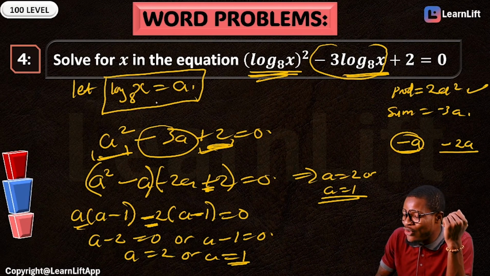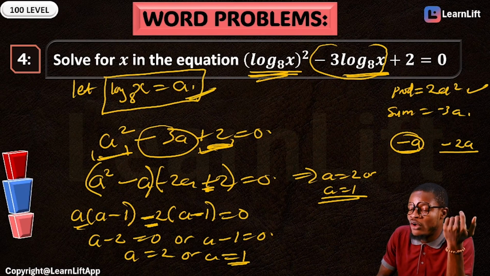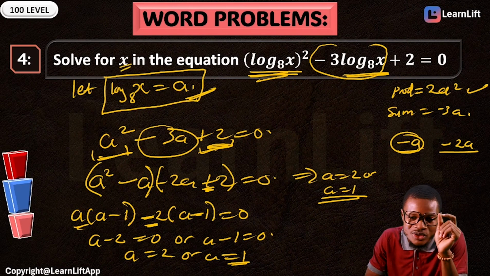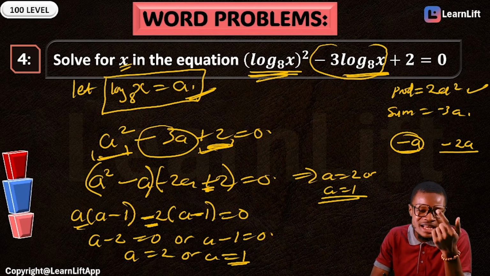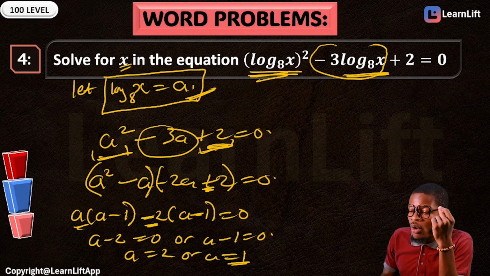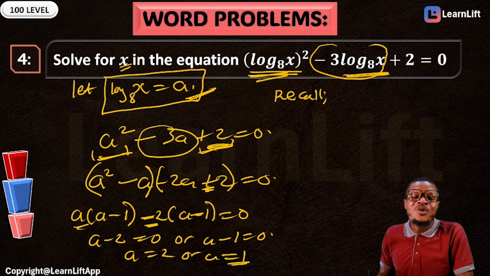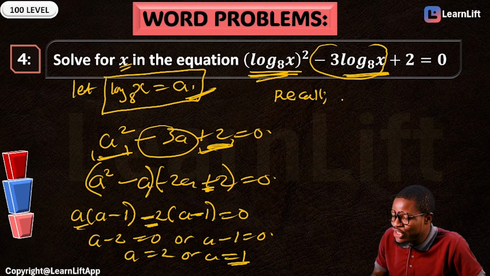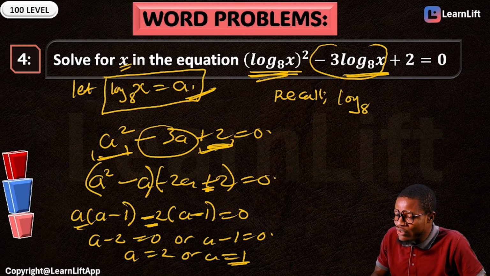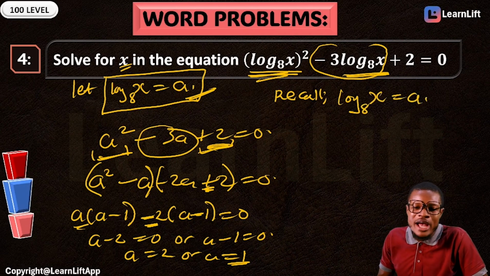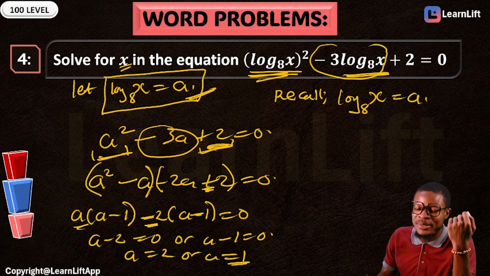Because we said let log base 8 of x be equal to A. And the question says solve for x in the equation, so we are looking for x, not A. So how do we continue solving it? Now let's proceed. Very quickly, recall that log base 8 of x is equal to A. So anywhere I see my A, what will I place there?